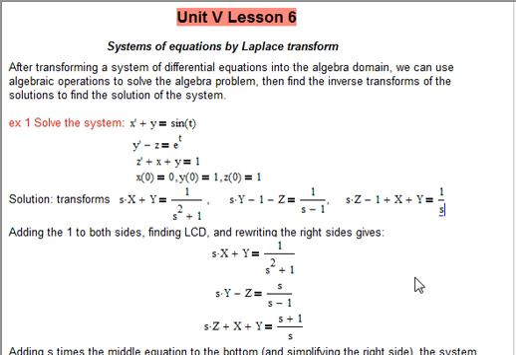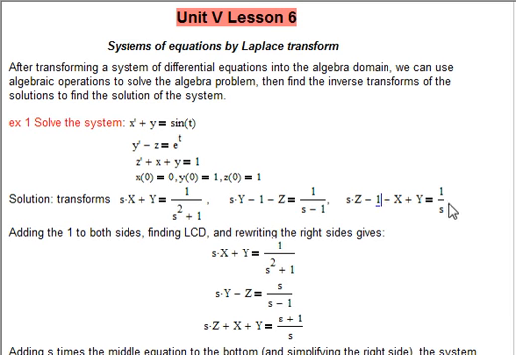So adding the 1 that came up here and here to both sides and rewriting the right side for all of these gives us sx plus y equals 1 over s plus 1. I add the 1 to both sides, then the common denominator would be s minus 1, so the 1 is s minus 1 over s minus 1. I think you can see why that gives us sy minus z equals s over s minus 1.